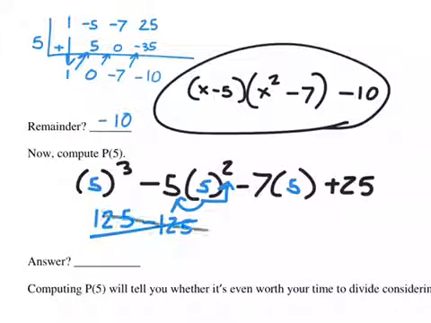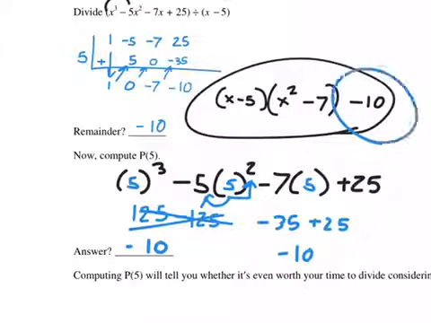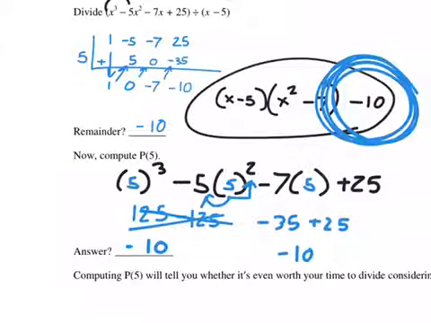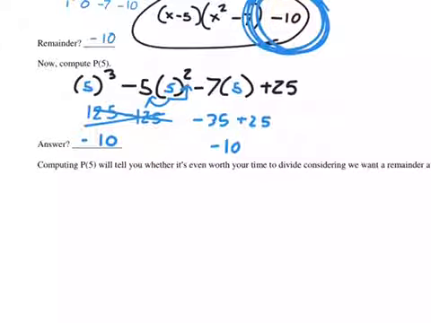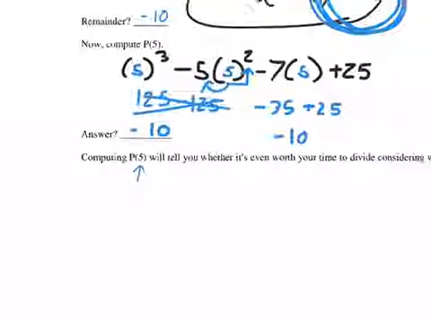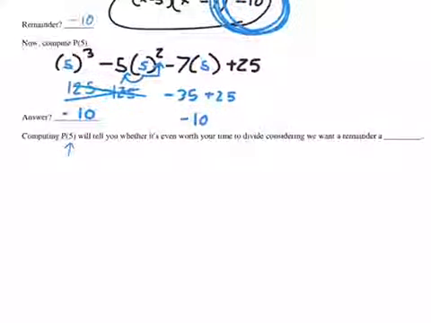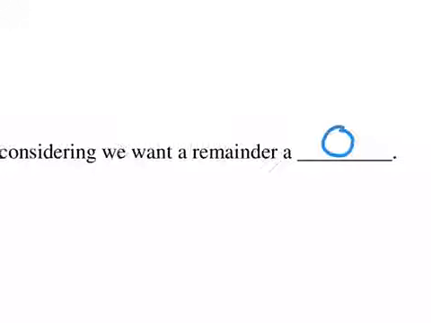So we can go ahead and do that. Then we have negative 35 plus 25. And you see that we get that same answer of negative 10. This is that negative 10 that was also right there. So what we just did is we plugged our root into the function to say whether it was even worth it to divide or not. We want a 0.